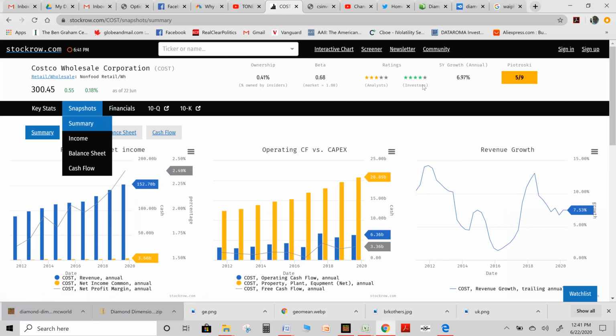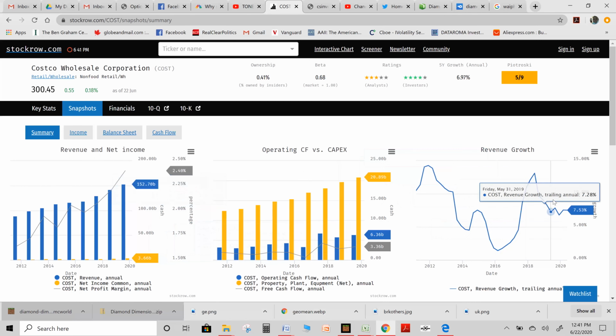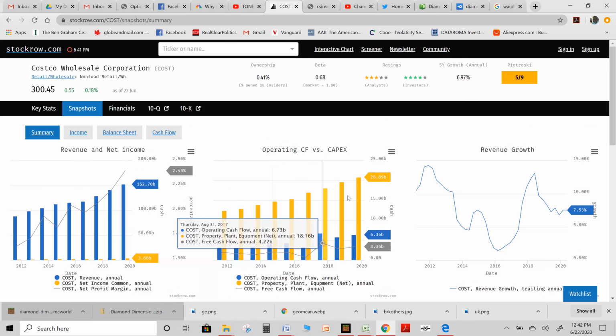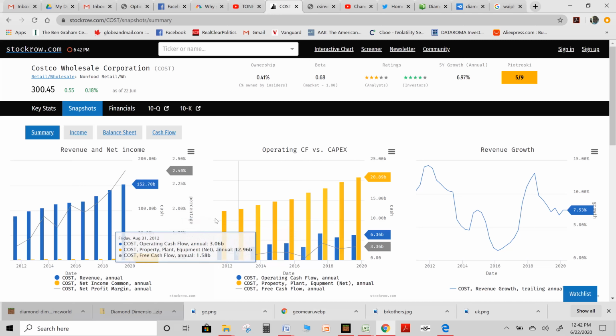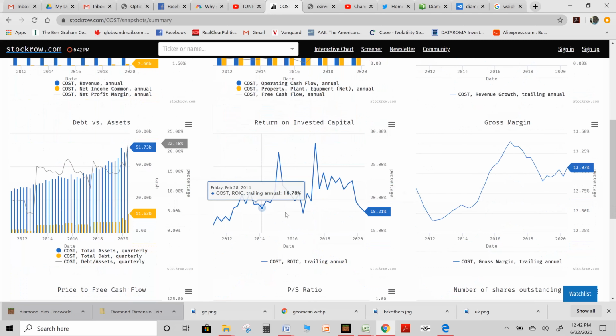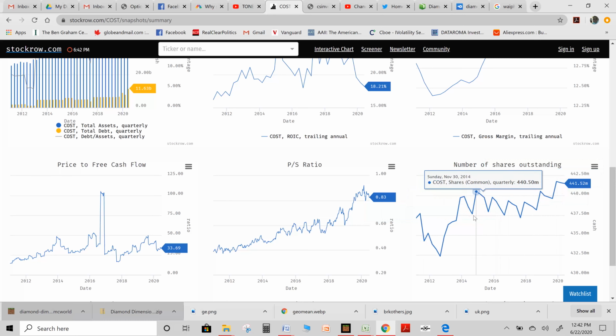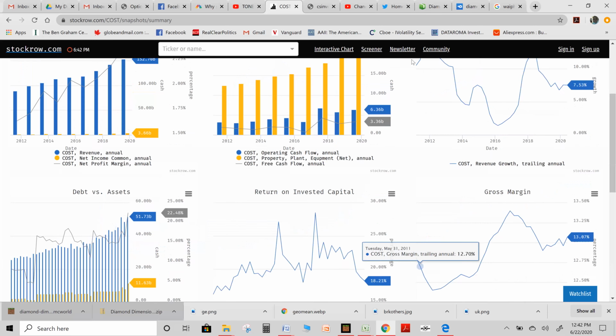And then one other quick thing here is if I go to snapshots, I can look on different pages, but I can see these neat little graphics over time. So I can see what revenue growth has been doing. I can see my operating cash flow versus CapEx. And that kind of gives you a rough estimate of free cash flow. I can see return on invested capital. How's that been working out? Margins. You can look at the share count over time. Is it issuing shares or diluting shares? And then, of course, price to free cash flow. If you get 10 or less, that's an automatic 10 cap right there.